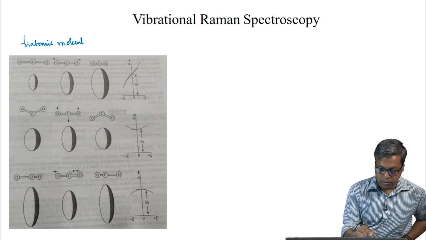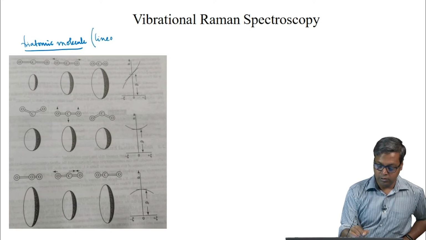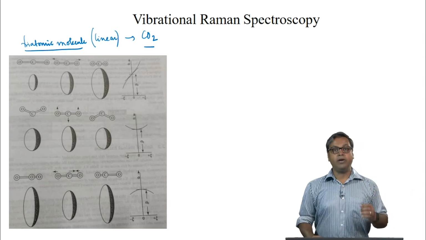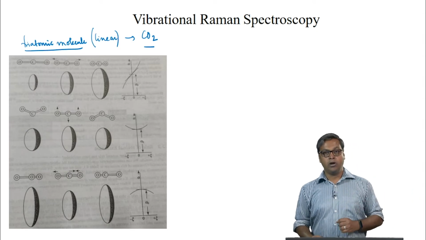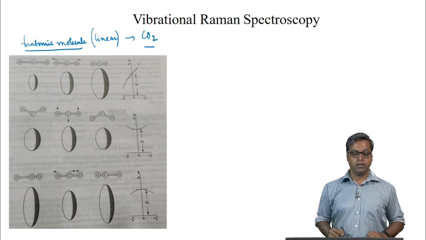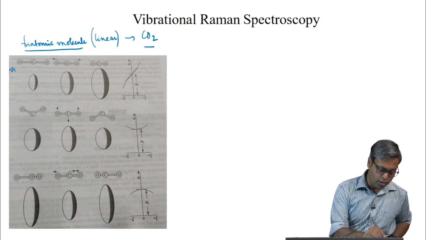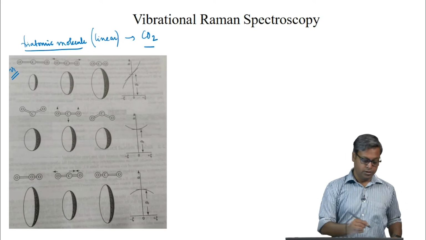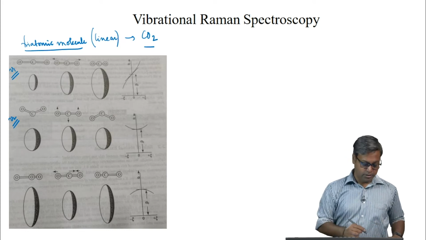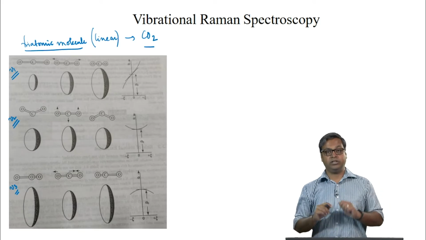However, we will consider a linear molecule, which is carbon dioxide. The extreme and equilibrium configurations of the three fundamental modes and their polarizability ellipsoids are shown here. So, this is my nu 1, which is the symmetric stretch. This is nu 2, which is bending, and this is nu 3, which is asymmetric stretch.